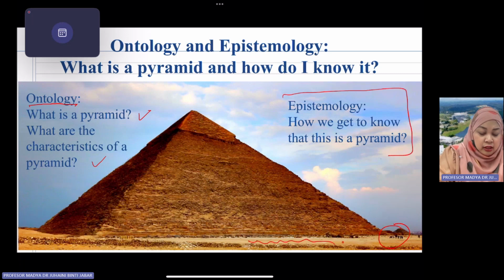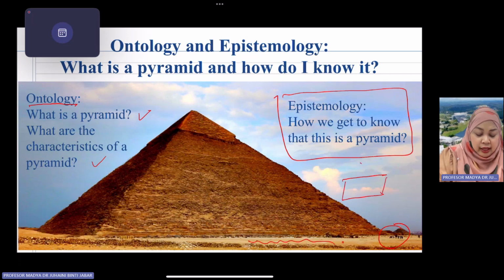But epistemology is when you learn more about the pyramid. So you can differentiate the shape. Maybe a pyramid you learn in a math class. What are the characteristics of a pyramid? It must have a square base, it must have a top there. So that is a pyramid, you know that this is a pyramid shape. And from your knowledge, you also know where the location is, what a pyramid actually is, who builds the pyramid and so on. So that is the epistemology behind it.